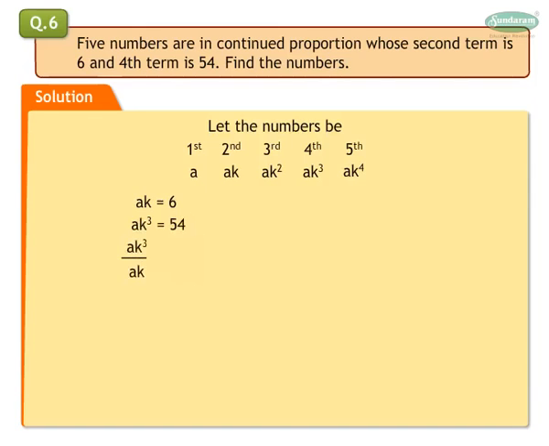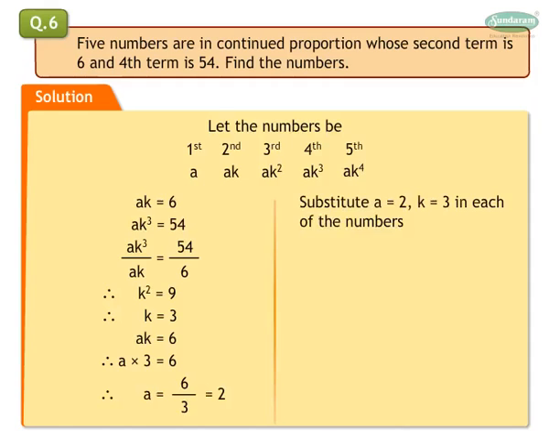We can write ak cube upon ak is equal to 54 upon 6. Therefore, k square is equal to 9. Therefore, we get k is equal to 3. Now students, it is simple. We find the value of a since we know ak is equal to 6. We substitute k as 3 and get a into 3 is equal to 6. Therefore, a is equal to 6 upon 3 is equal to 2.